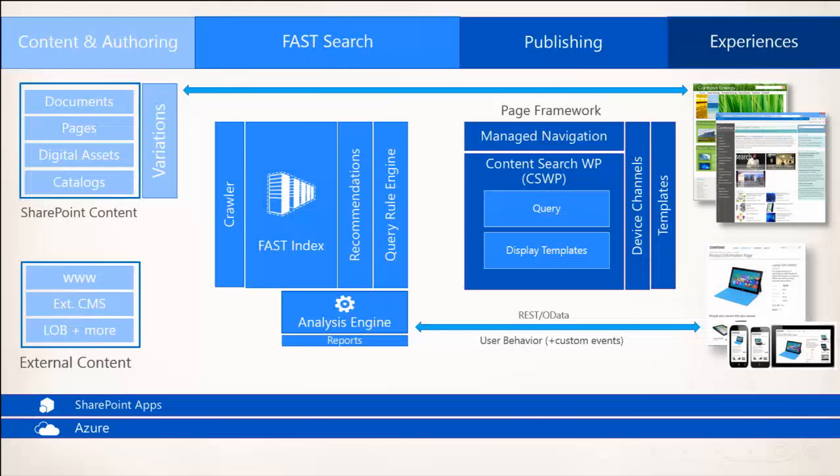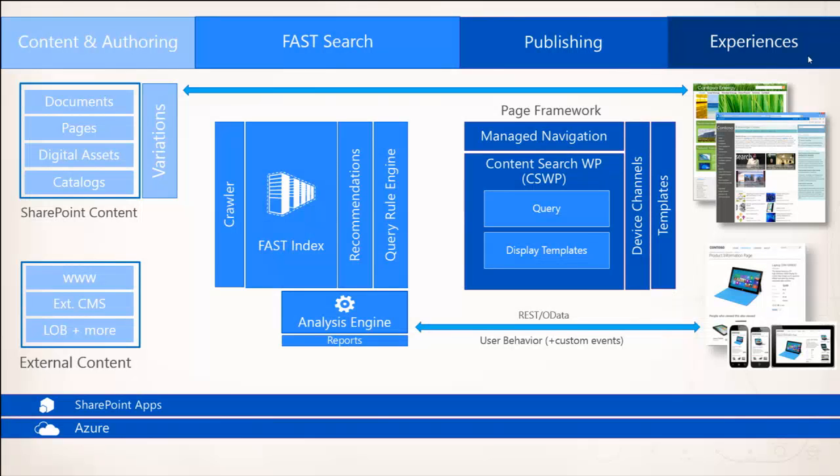So when we talk about cross-site publishing, and we talk about content search web parts and the fact that you reuse content, it's better understood by looking at the different layers. If you look at the left of this, you'll see the content and authoring side. This could be SharePoint content, this could be documents, pages, digital assets, or the new catalogs that we support. It could also be external content as well. It could be line of business, third-party content management systems. It could be any content that's available. We really don't care in this new model where the content has been authored. And we are able to do that because we crawl that content. We have a cached version of that content within the FAST index.